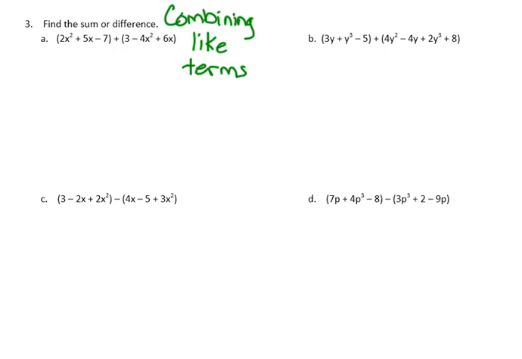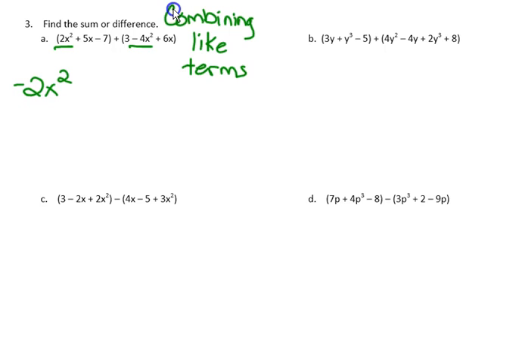So when I look here, I have a 2x squared, right? This is a trinomial plus another trinomial. So you're just going to match up the parts that go together. Here's an x squared. Here's another x squared. So I'm going to put 2 and negative 4 together, which is going to give me negative 2x squared. Okay, we did this last year in 7th grade, beginning of this year when we did our algebra chapter.